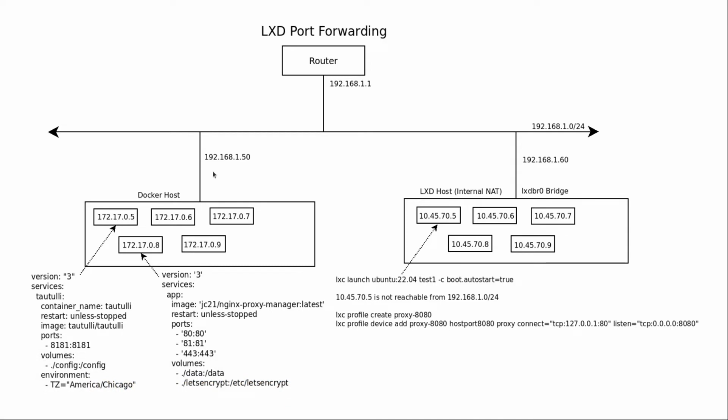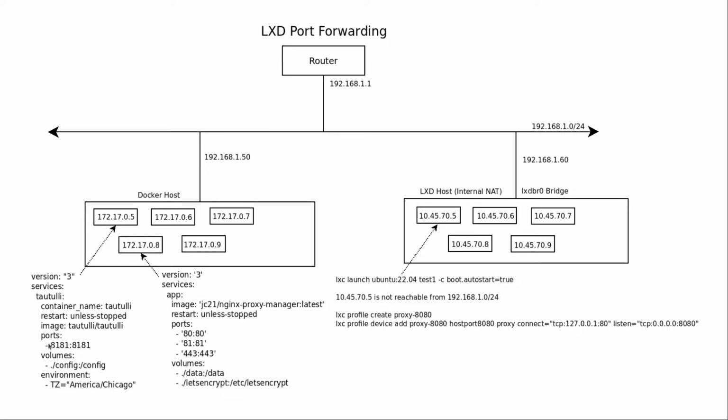So nothing from the 192.168.1 network would be able to initiate contact and connect to one of these Docker containers inside. That's why, when we look at these two Docker Compose examples I've given here, one for Tautulli and one for Nginx Proxy Manager, you can see that inside the container, in the case of Tautulli, it's using port 8181, and externally it's using port 8181.